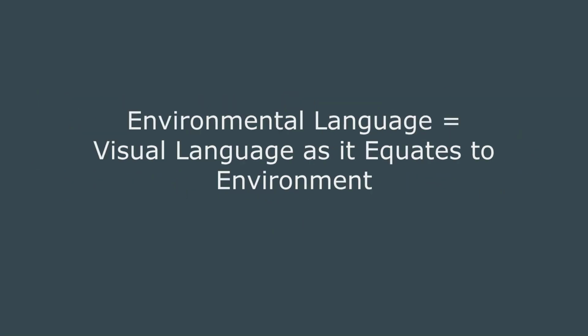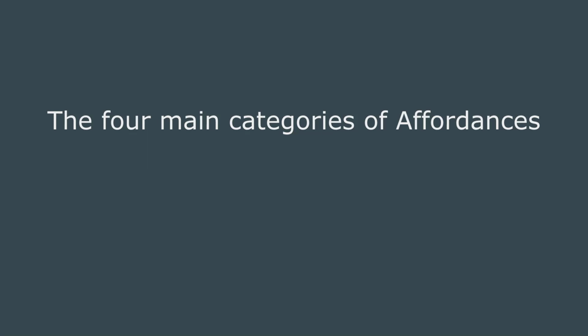So, environmental language, and that's what we're going to talk about going forward, is visual language, as we've talked about so far this semester, as it equates directly to your environment and the design of the environment. So the environmental language is the consistency of imagery that you supply to the player of the world around them and what they can do with it, what parts they can use, what parts they can't use, which parts are dangerous and which parts aren't, and so on and so forth.